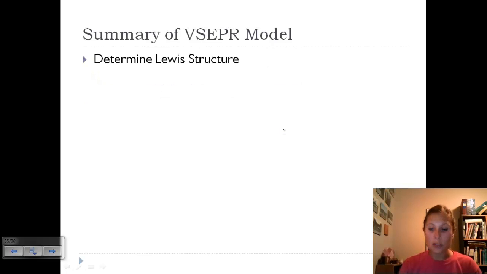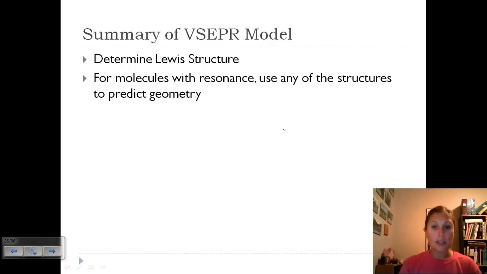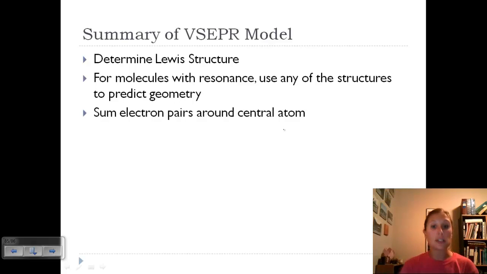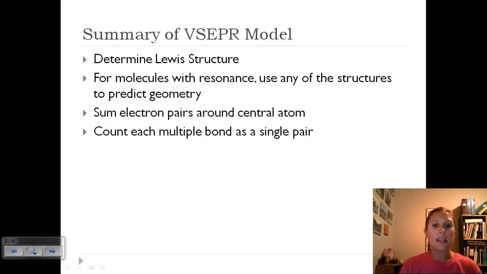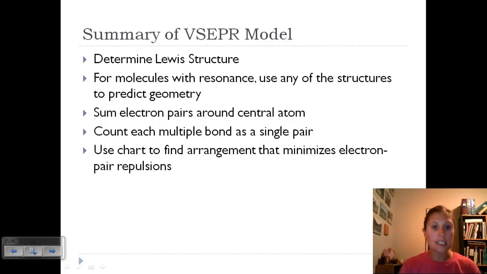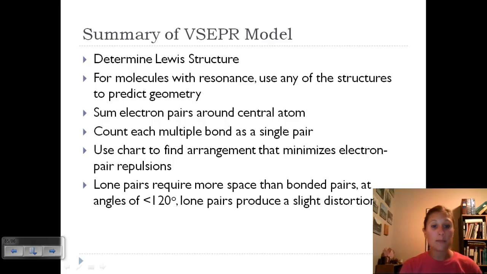Okay, so remember, you need to first determine the Lewis structure. Then for molecules with resonance, any of the structures can be used to predict geometry. You sum the electron pairs around that central atom. This is where the central atom becomes really important. And then count each multiple bond as a single pair, single bonding site. And then use the chart to find the arrangement that minimizes electron pair repulsions. Now, when it comes to the test, you are going to have to know the standard ones. Tetrahedral, linear, bent, trigonal planar, those. And so the more practice you do with them, the more you'll see the patterns, and those will just kind of become part of your chemistry knowledge. Okay, remember, lone pairs require more space than bonded pairs, and at angles of less than 120, lone pairs are going to produce a slight distortion in the shape.